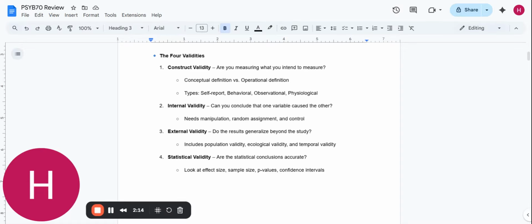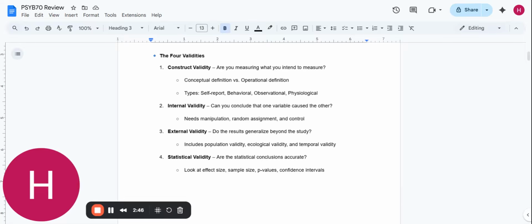So conceptual definition is the definition that you have, for example, let's say sleeping well. Operational definition is how you actually measure and conceptualize that thing. So it's actually how you use that concept in your own research or in your own study. So there are different types of measurements that we can use in studies: self-report, behavioral, observational, and physiological, which I think is pretty simple to understand what is the difference of each.